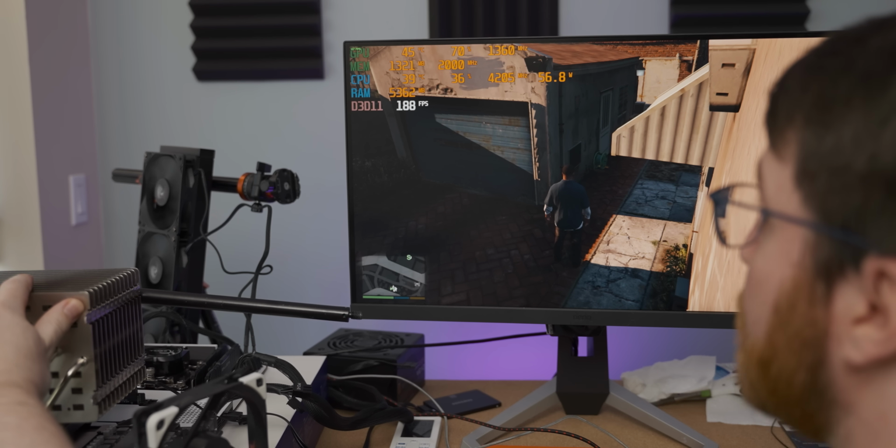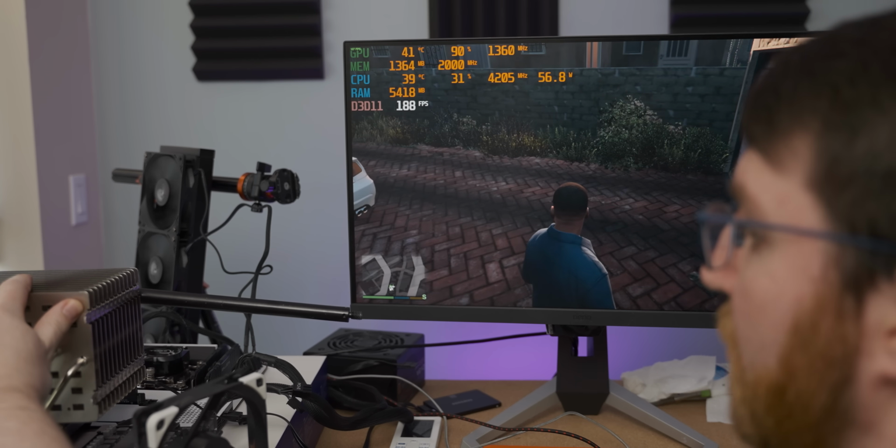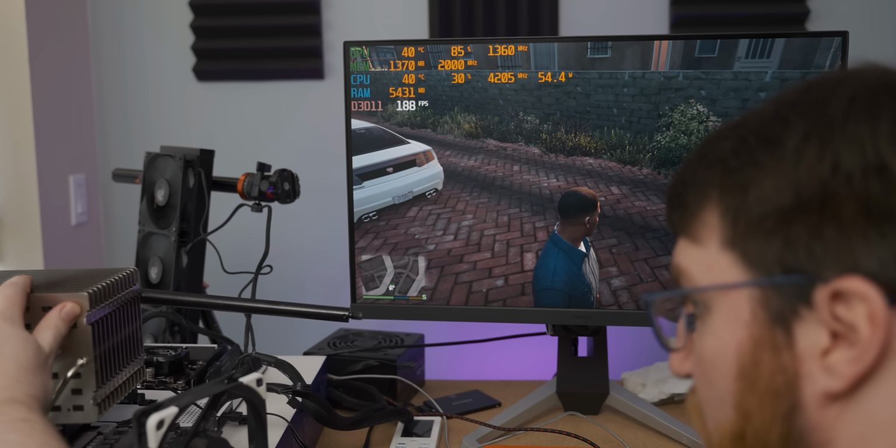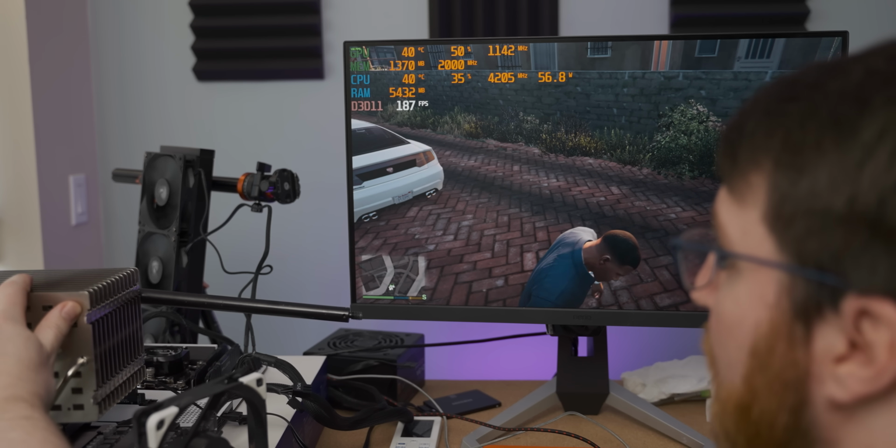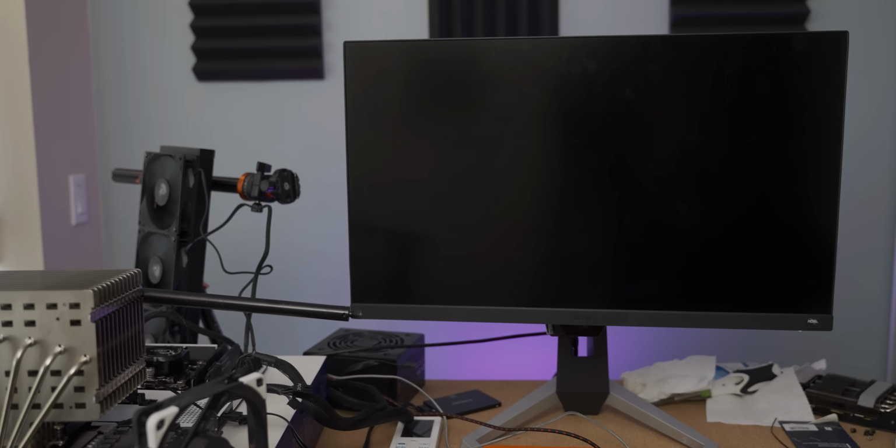Yo, so if I push it down, look at how quickly the temperatures drop. There's definitely a thermal contact issue. I'm gonna have to rethink the mounting. Because if I let it go, straight up to 90 and it throttles.